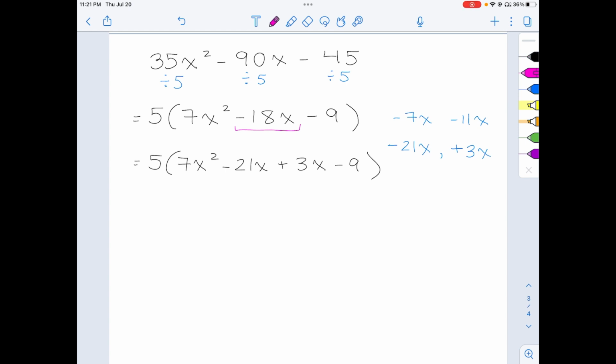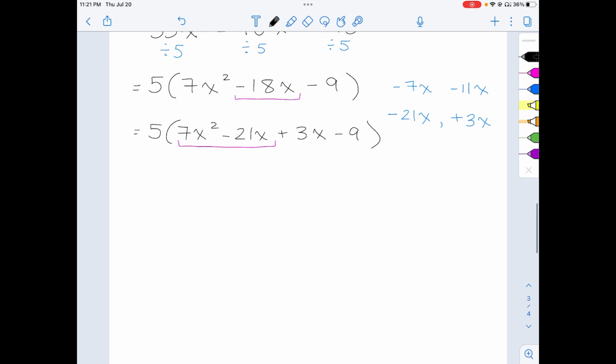Okay, so I've got this first pair, the 7x squared and negative 21x. So I'm going to think, okay, what can I common factor those by? Like I said, they're both divisible by 7, and they're both divisible by x. So I'm dividing them both by 7x to common factor here. Then you'll bring the 7x out front, and inside, if you divide 7x squared by 7x, you'll have x. And if you divide negative 21x by 7x, you have negative 3. Okay, so that's what the first pair ends up being.